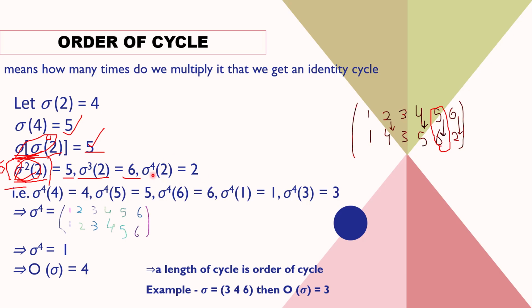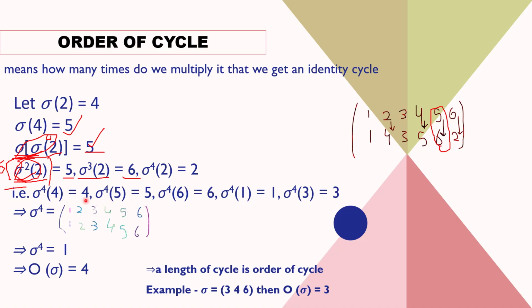You perform it 4 times. Similarly, when you do it for 4, 4 goes to 5, then 5 goes to 6, then 6 goes to 2, and 2 goes to 4. How many times will you perform it that you get the same number? You get 5. You perform it 4 times.